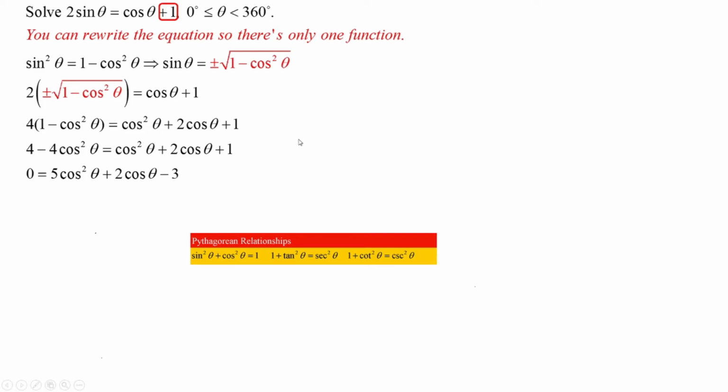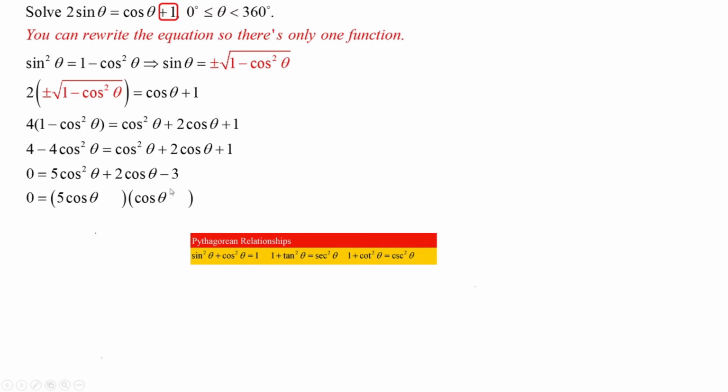Now, I am hoping we now have a trigonometric equation in quadratic form. And let's hope this is factorable. Otherwise, we'd have to use the quadratic formula, which we could do, or complete the square. But I bet this is factorable. So how am I going to get 5 cos squared of theta? Can I go 5 cosine of theta times cosine of theta?